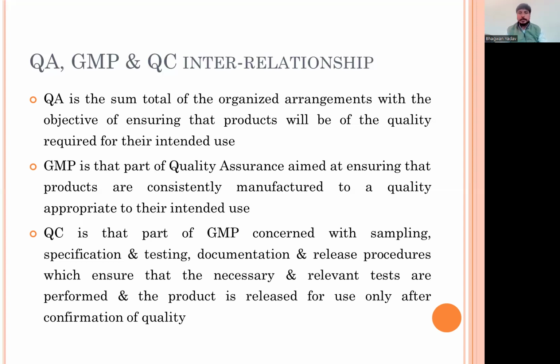So it is QC's responsibility to take the sample and test according to the specifications, and then prepare the documentation and release procedures which ensure that necessary and relevant tests are performed. As per the specification, they have to perform the test and finalize whether the product is within the quality or out of the quality. So the confirmation part, quality by testing, is applicable to the QC, and it works according to the GMP, and the GMP comes under the QA. This is all the interrelationship we can see.